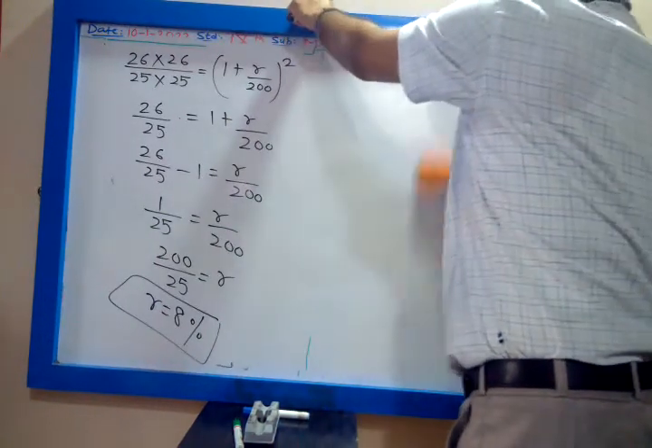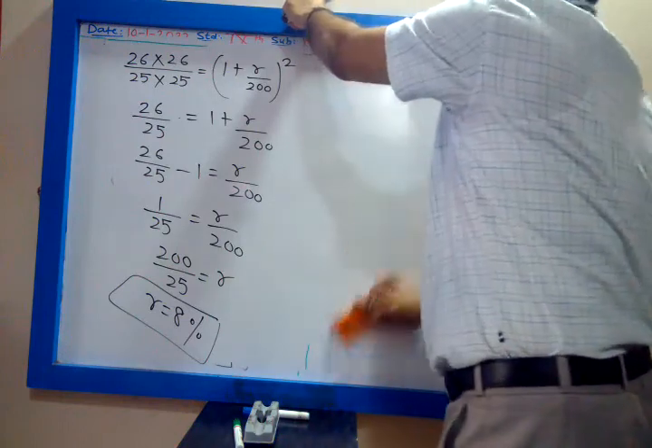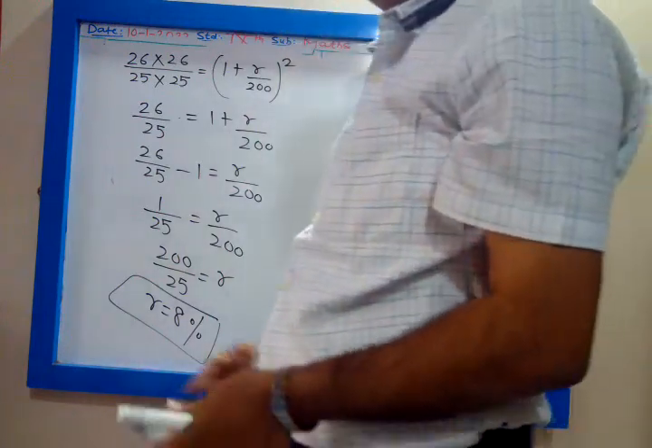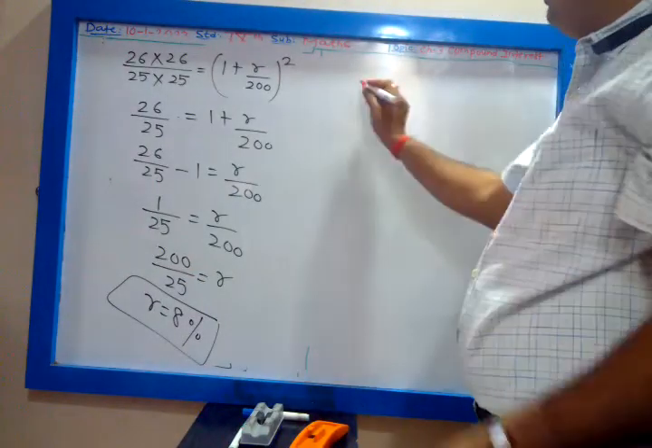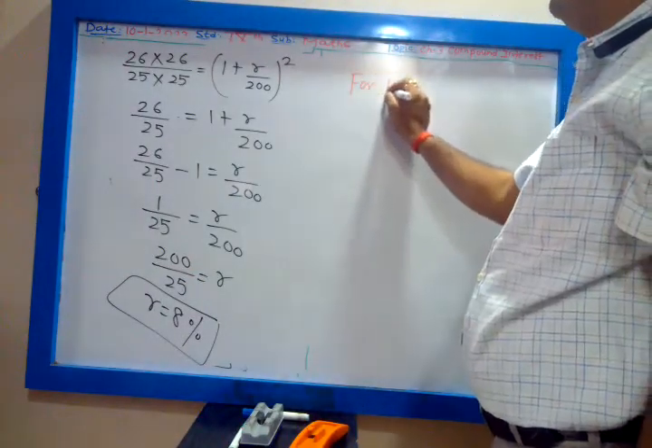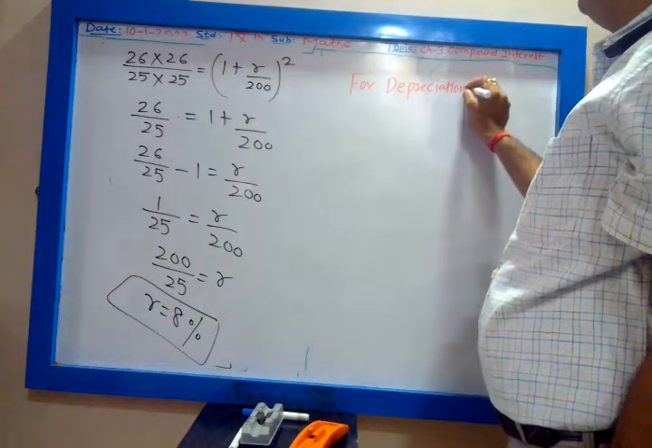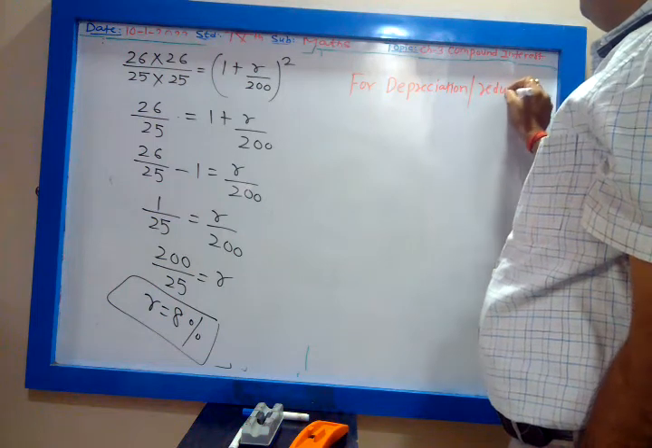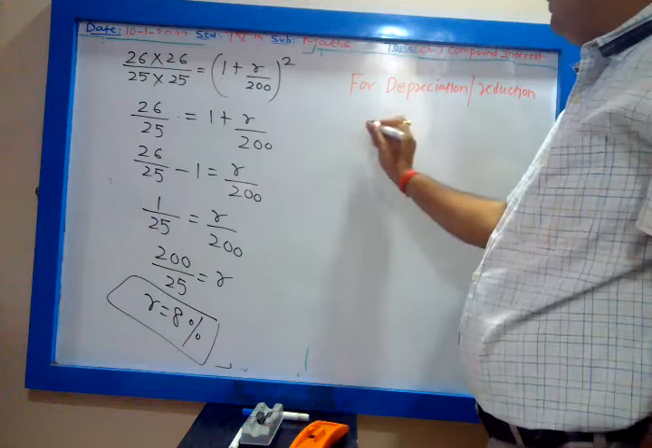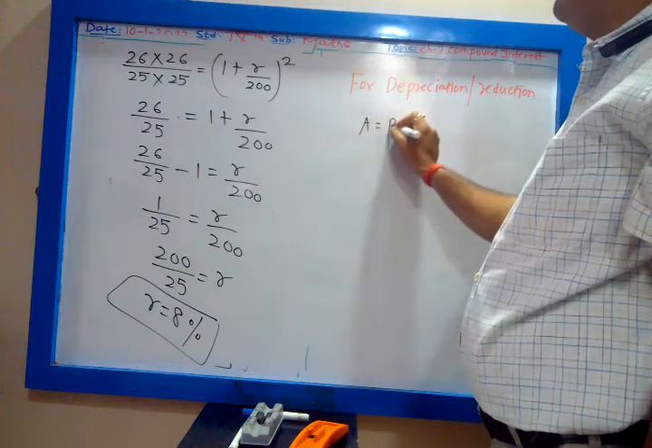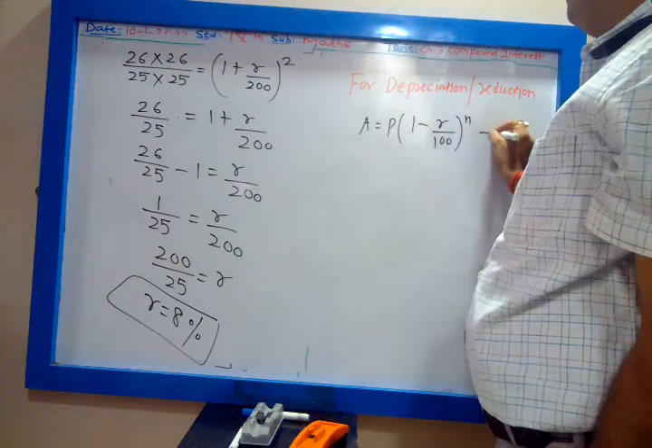3D is the problem of depreciation. Whenever there is a reduction or depreciation, in the formula, instead of plus we write minus. For depreciation or reduction, the formula for A is P into 1 minus R upon 100 raised to N, for yearly.